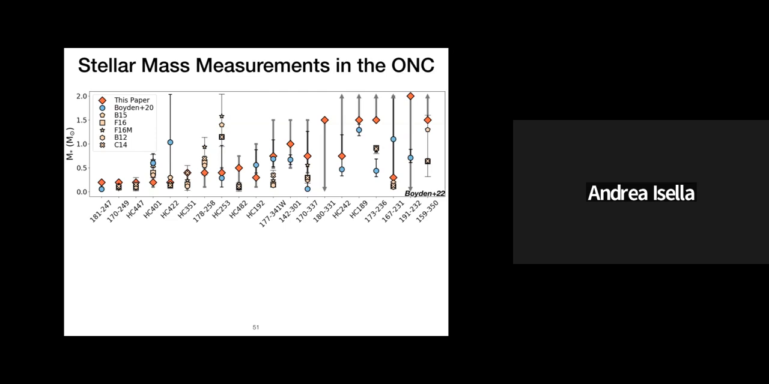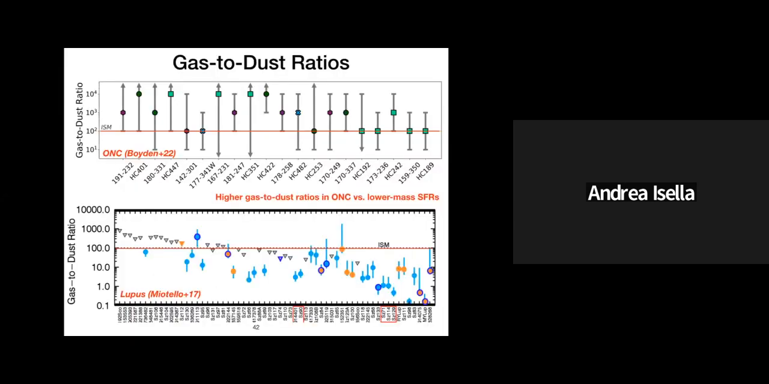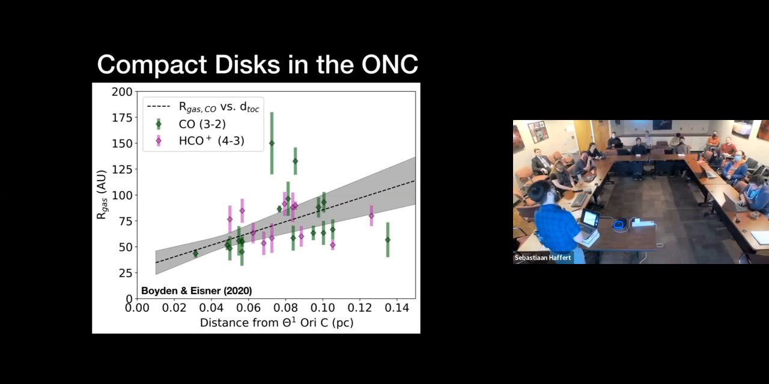I have two questions, if I may. One is, the disks in the ONC are smaller and more massive than the disks in low mass star forming regions. Does that mean they are gravitationally unstable, or are they just too hot to be unstable? We haven't done that calculation, but I'm happy to look into it and then follow up with you on that. I haven't looked into it yet, though.